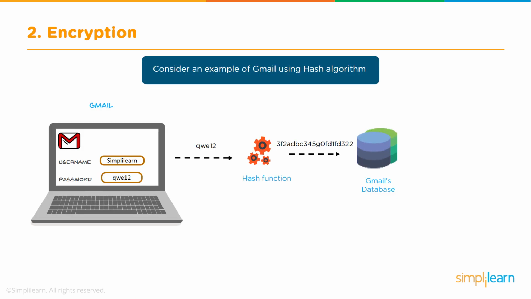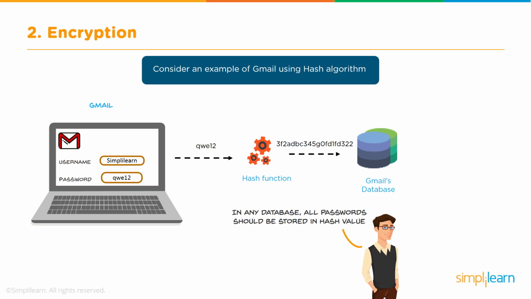Now let's consider an example of Gmail using a hashing algorithm. Whenever you are entering the username and password, that password is never directly persisted in any of Gmail's databases. It is persisted using a hashing function. So once you have created your password, and again once you log in, your password is again passed to the hashing function and compared with the hash value persisted in the database, and once both these hash values match, only then are you allowed to log in.